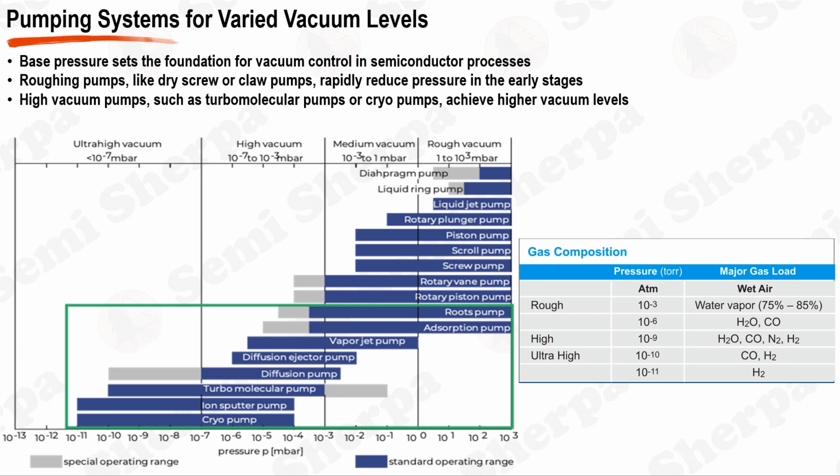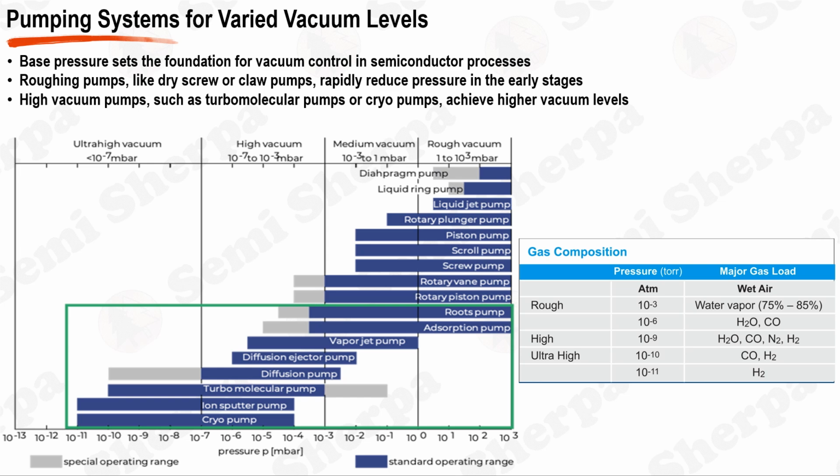processes. In semiconductor vacuum processes, achieving optimal vacuum levels is crucial for successful operations. The base pressure, which represents the lowest achievable pressure, sets the foundation for vacuum control. To reach higher vacuum levels, specialized pumps are employed. The roughing pump, typically a dry pump, is used in the initial stages to rapidly reduce pressure and establish a rough vacuum. It is effective for moderate vacuum levels.